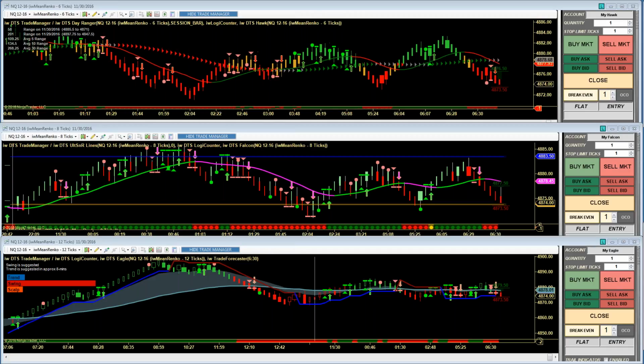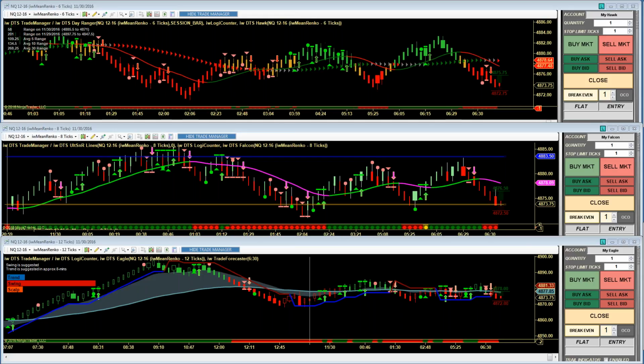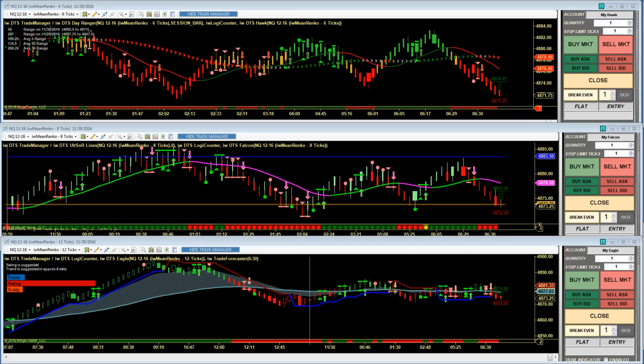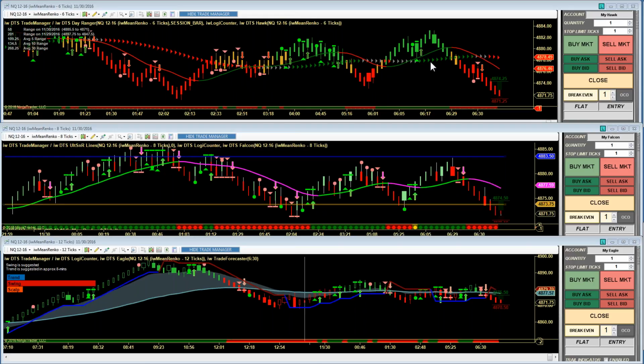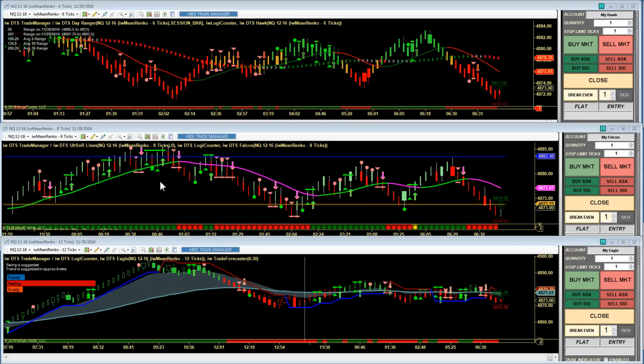For those of you who are new to our trading room, welcome. What you're looking at here is the diversified trading system. And it's diversified because we're looking at the market from 3 different points of view. Here across the top, we have the Hawk Scalper. Through the middle, we have the Falcon Swing Trader. And across the bottom, we have the Eagle Trend Trader.